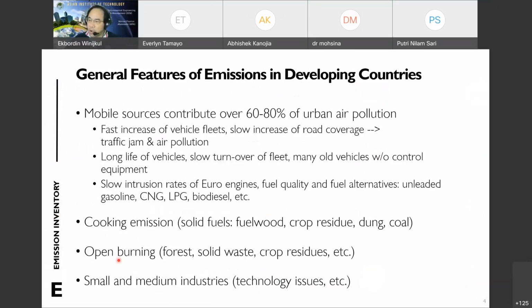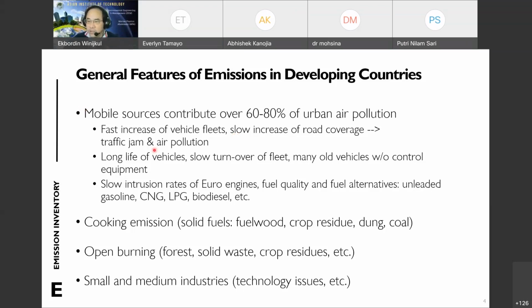So these 4 points are usually the general features of the emission in developing countries. The first one, mobile source, is the major source that usually contributes about 60 to 80% of the urban air pollution. This is because, first, we have the fast increasing of the vehicle fleet and also the slow increasing of the road coverage. This will lead to traffic jams.